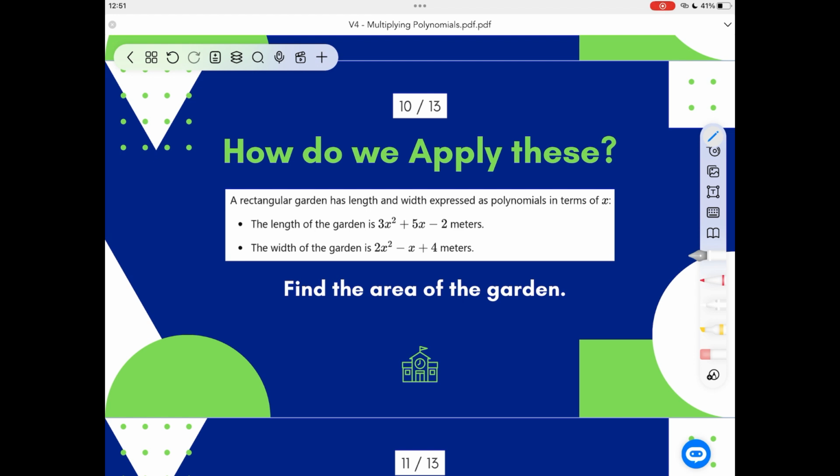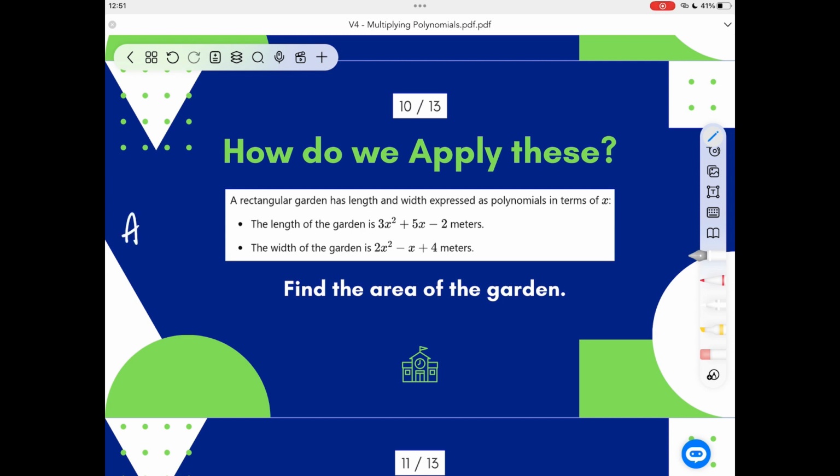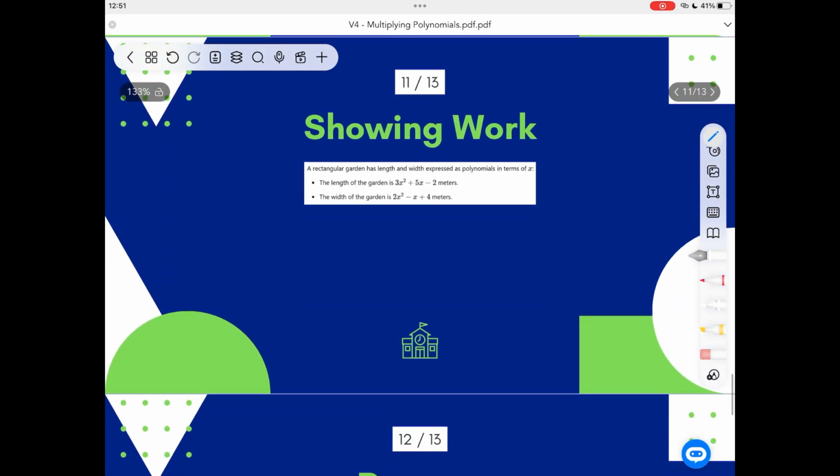So obviously the area of a rectangle being length times width is our basic formula. What makes this problem a little different is that our length and our width are both polynomials. So we just have to be able to multiply polynomials. And if we can do that and simplify, we will have the area. So let's show our work for this. The length is a trinomial of degree 2, and the width is also a trinomial of degree 2.